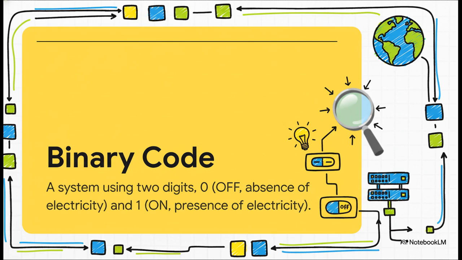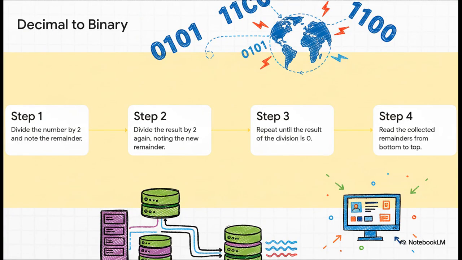little on-off electrical pulses. So how does a computer translate something like the number 9? Well, it's kind of like a simple math puzzle. As you can see here, the computer just keeps dividing by 2, and it just jots down the remainder each time. Once it hits 0, it reads those remainders from the bottom up. And just like that, the number 9 becomes 1001, the language of the machine.